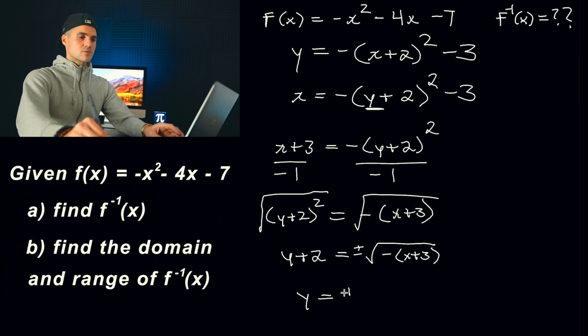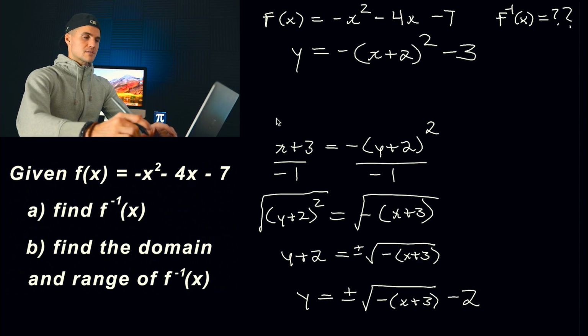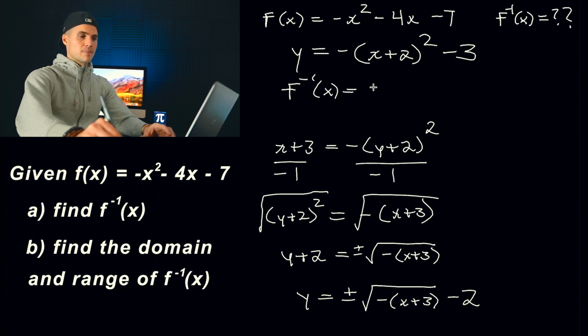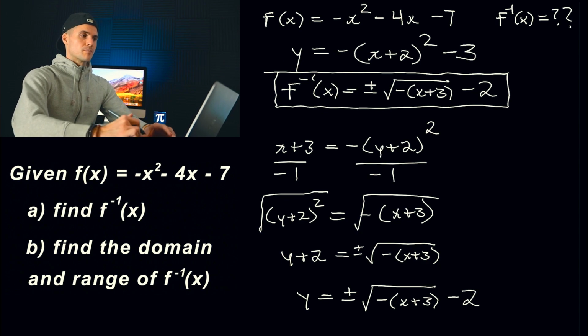Bring the 2 over, so we'd have plus or minus root negative x plus 3, and then we've got a minus 2, like that, right? So that right there ends up being the inverse of this quadratic that we were given. First we have to convert the quadratic to vertex form, and then we were able to get the inverse pretty smoothly after that. All right, so that right there ends up being your final answer for part A.